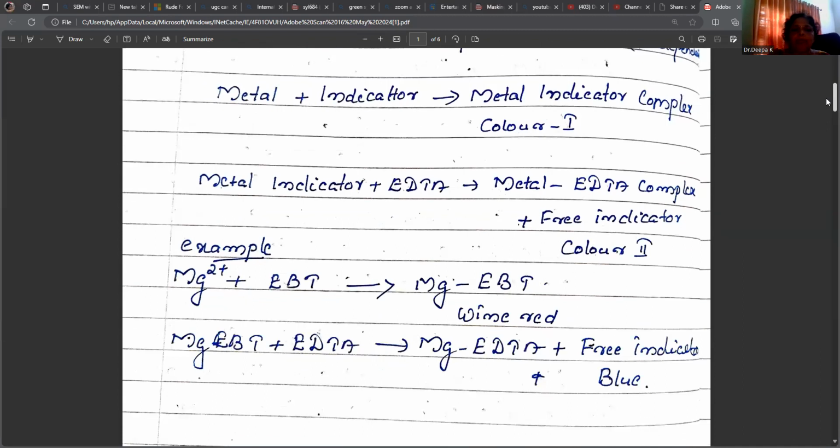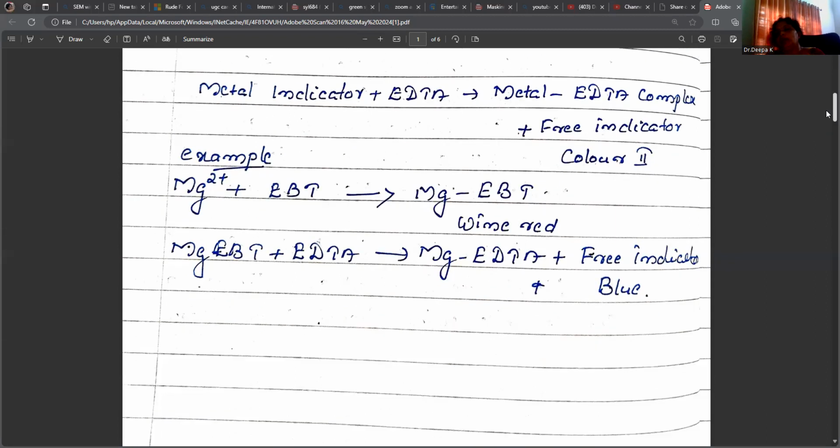For example, for magnesium, we are using eriochrome black T as the indicator, and this magnesium eriochrome black T complex has a wine red color. When EDTA is added to this complex, the magnesium EDTA complex will be formed, and at the end point, the free indicator, which has a blue color, will be formed.